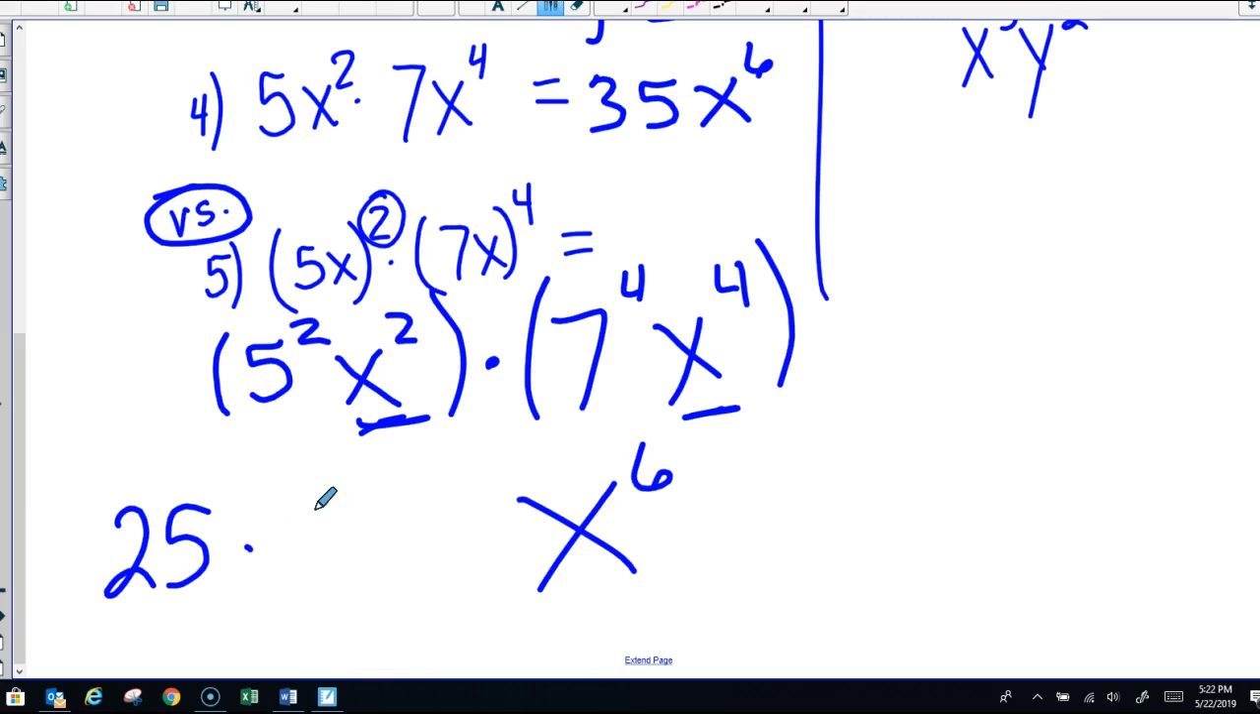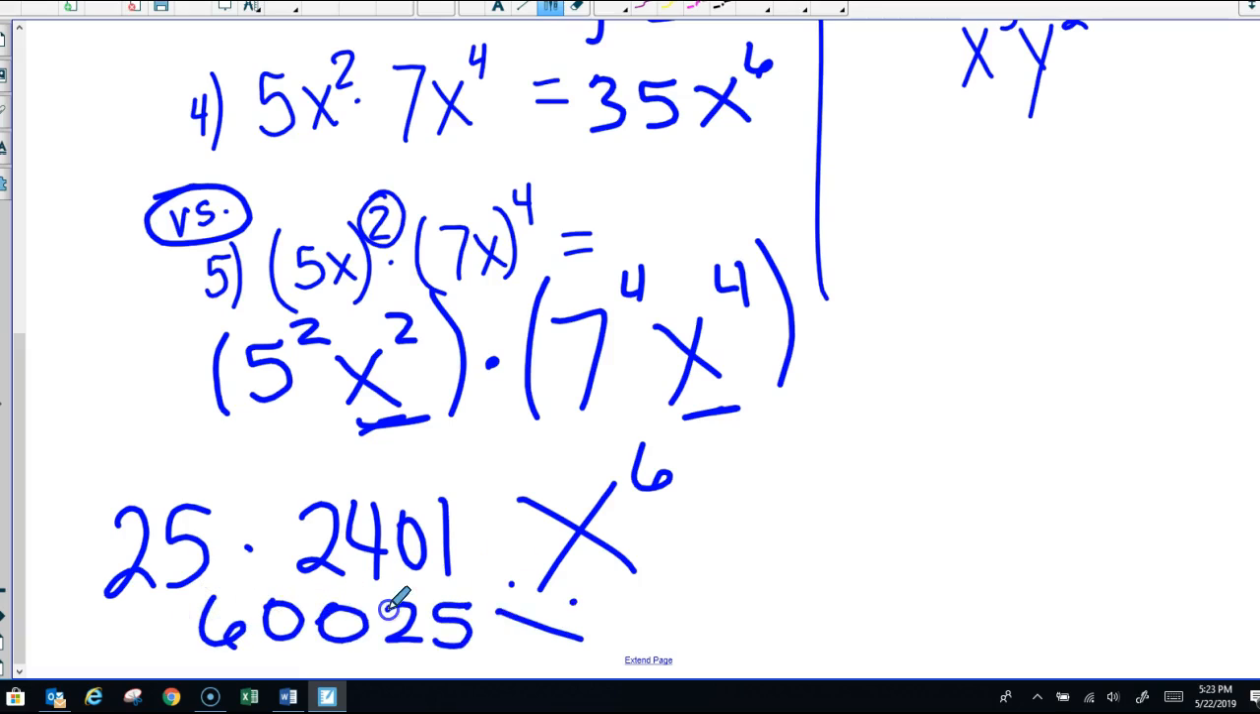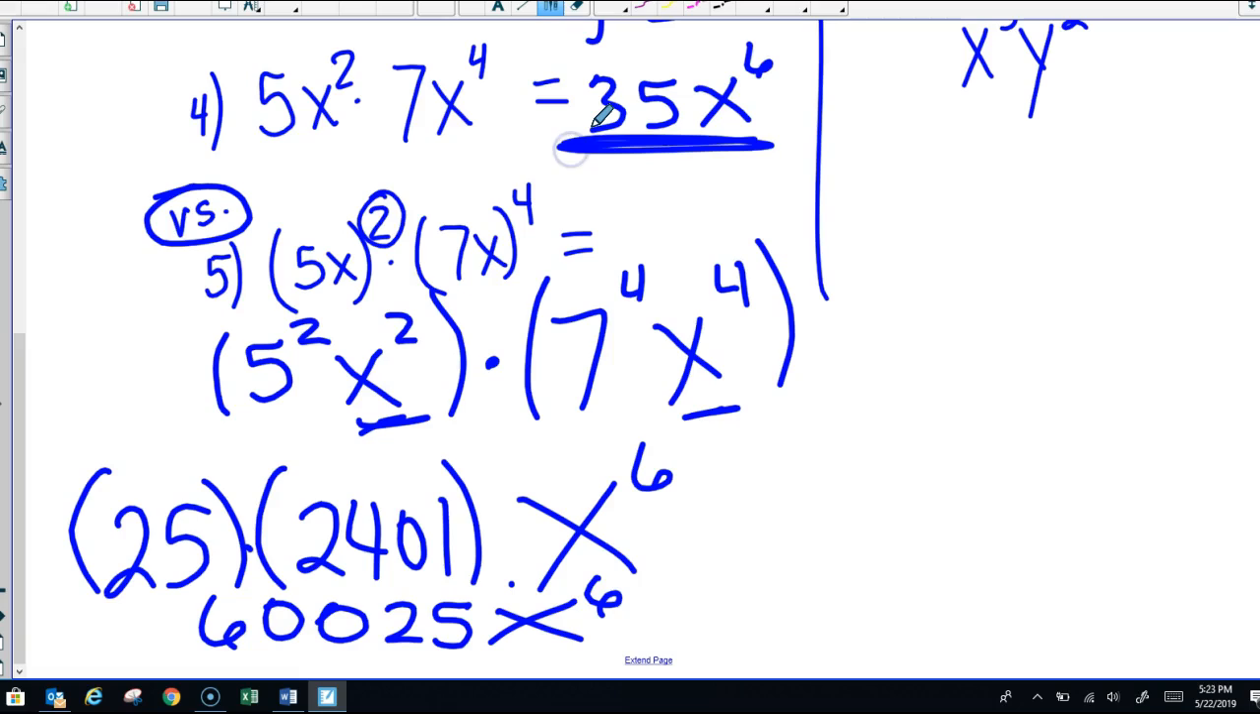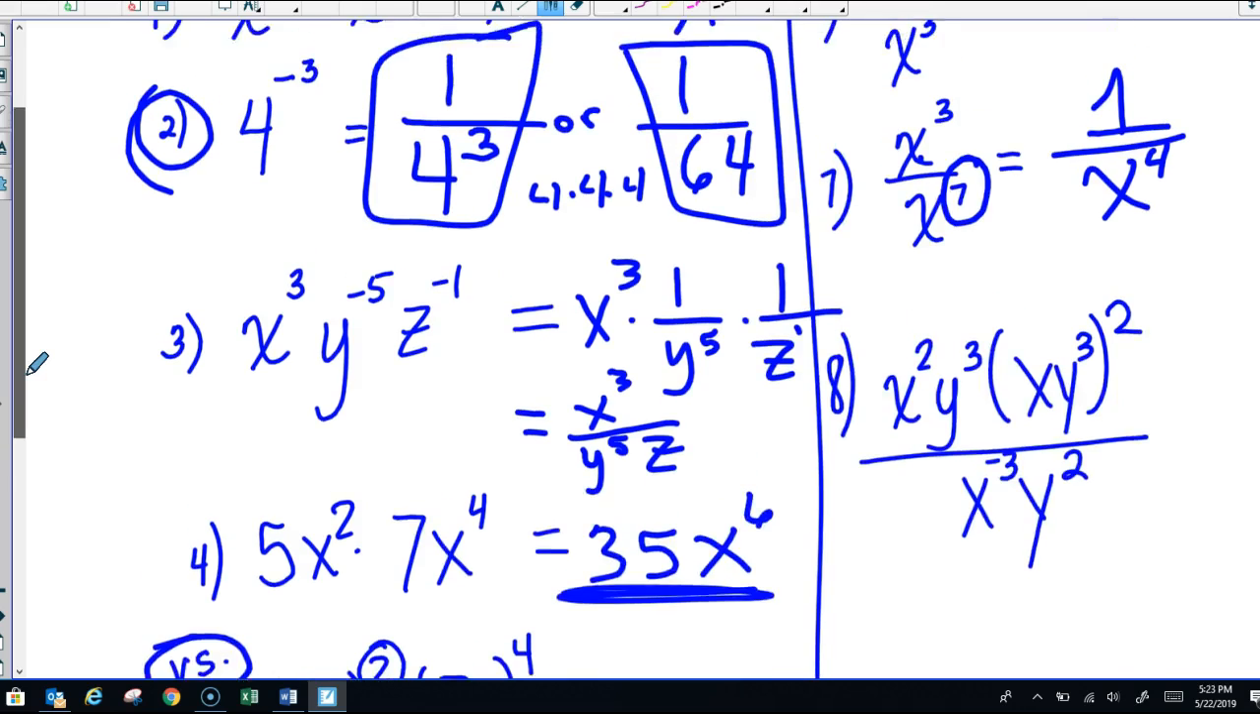2401. Okay, and then we would multiply that by the 25. So we would get 60,025 x to the 6th, because these were being multiplied. Very different from what we got with no parentheses up there. So you really have to pay attention to what your problem is saying.